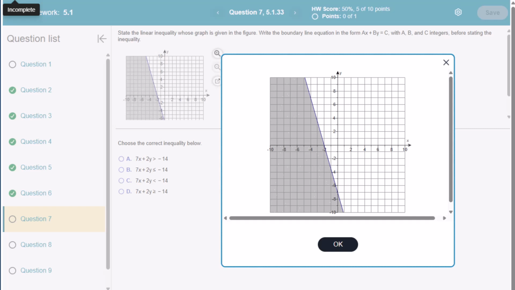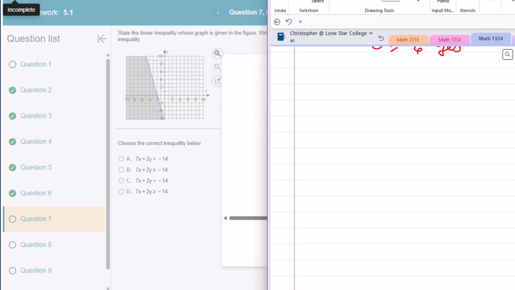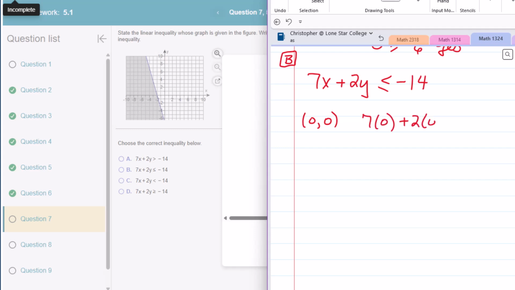So let's see. I have 7x plus 2y. And let's take the less than or equal to minus 14. I'm looking here at B. Let's see, 0, 0 is not on the line. So let's see, 0, 0. Is it true 7 times 0 plus 2 times 0 is less than or equal to minus 14? Is 0 smaller than minus 14?